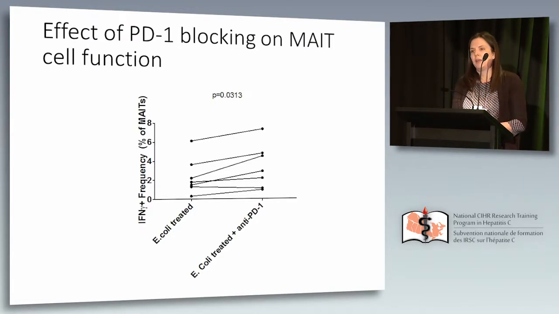Finally, we wanted to look at whether we could reverse this exhaustion by stimulating these cells, or co-culturing these cells, with anti-PD-1 antibodies, and we compared those to E. coli treated without anti-PD-1. What we saw was that we could rescue the amount of interferon gamma being produced in a significant manner.